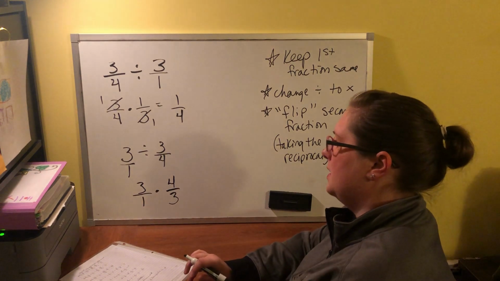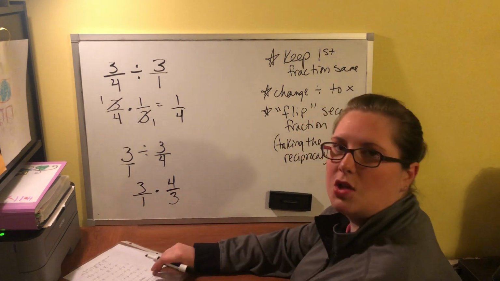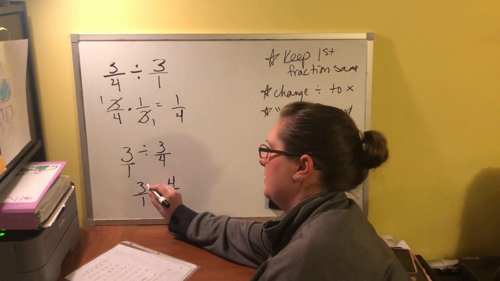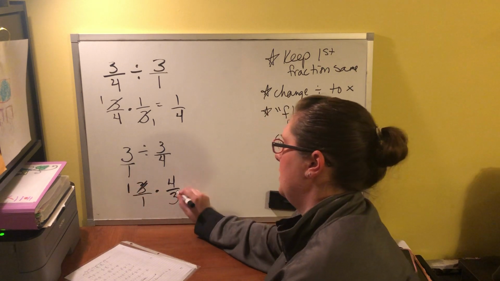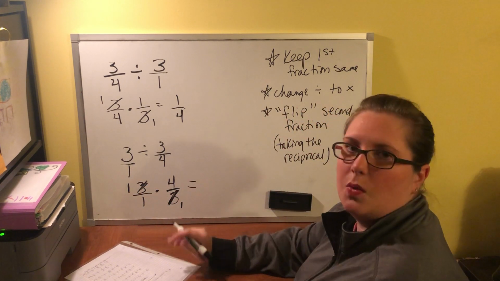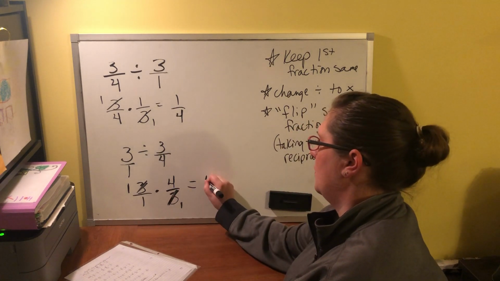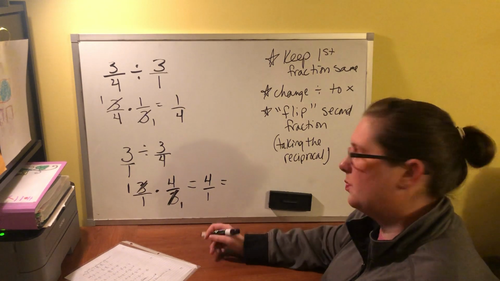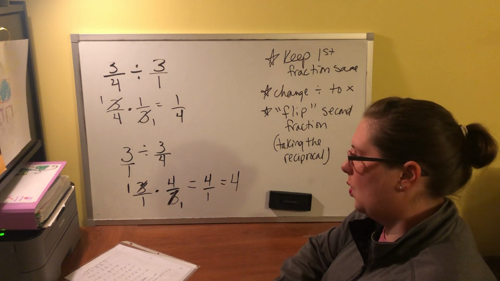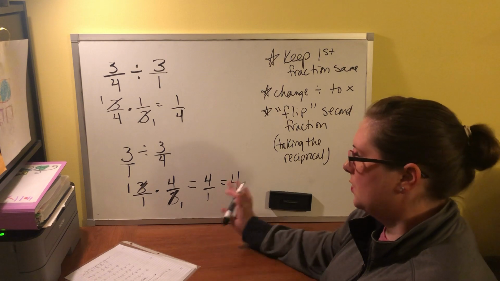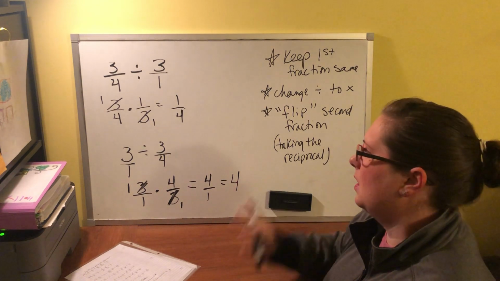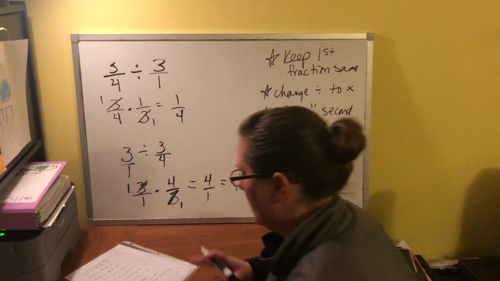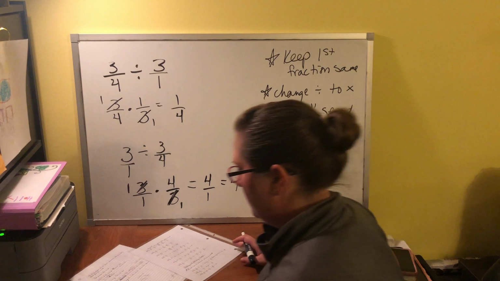Now we're going to look diagonally, see if we can reduce. Well, 1 and 4 does not reduce, right? Nothing goes into those except 1. Let's look at our other diagonal, the 3s. 3 goes into 3 one time. 3 goes into 3 one time. Now we can multiply straight across. 1 times 4 is 4, over 1 times 1 is 1. Well, this reduces, right? Because essentially they're division problems. 4 divided by 1 is a whole number 4, okay? So like I said, I hope you remember this at some point, that you've done this in high school at some time, okay? All right, let's go ahead into adding and subtracting.